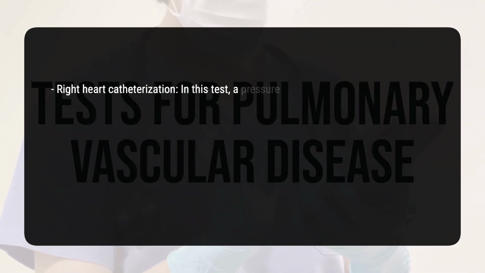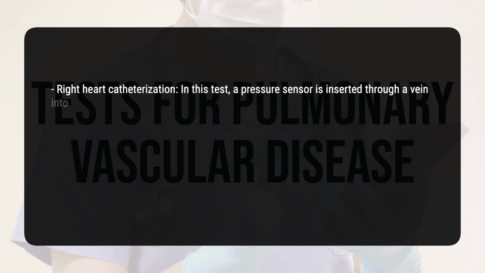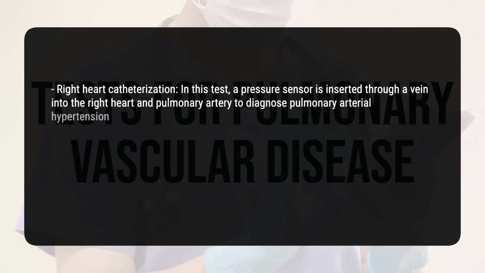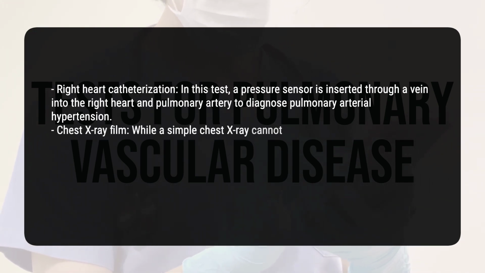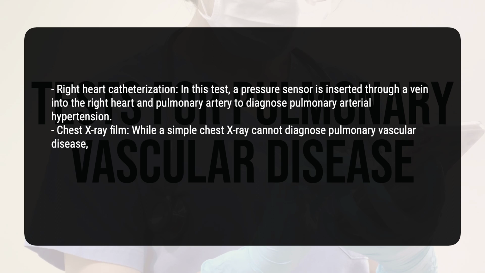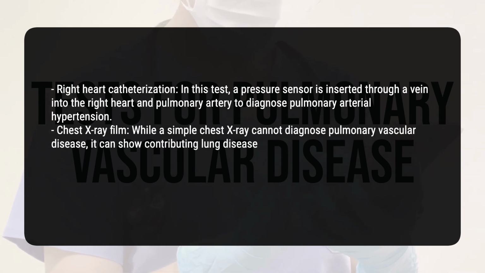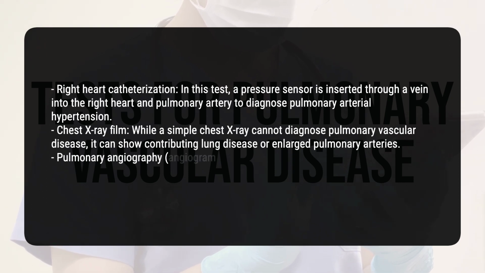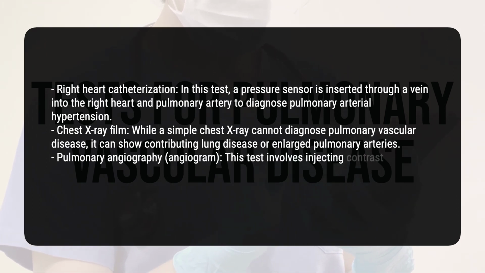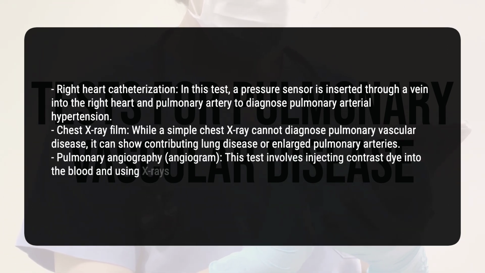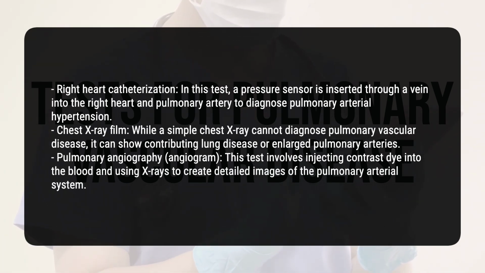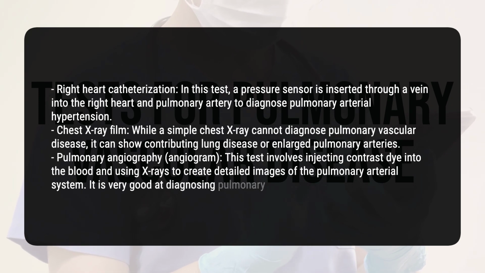Right heart catheterization. In this test, a pressure sensor is inserted through a vein into the right heart and pulmonary artery to diagnose pulmonary arterial hypertension. Chest X-ray film. While a simple chest X-ray cannot diagnose pulmonary vascular disease, it can show contributing lung disease or enlarged pulmonary arteries. Pulmonary angiography, angiogram. This test involves injecting contrast dye into the blood and using X-rays to create detailed images of the pulmonary arterial system. It is very good at diagnosing pulmonary embolism.